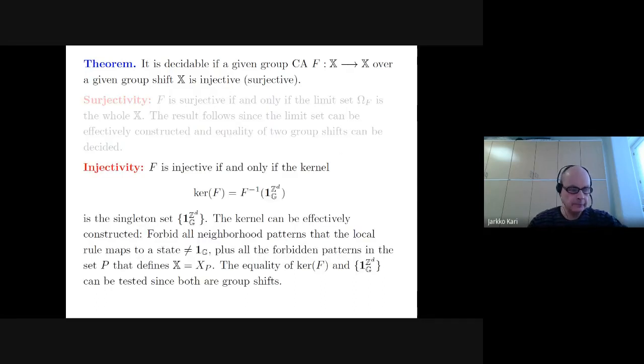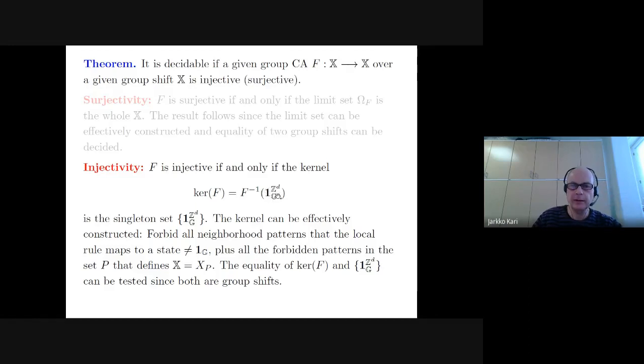For injectivity, the situation is almost as easy. Of course, because we have a group homomorphism, for injectivity it's enough to test that the unit element of the group has only one pre-image. This is called the kernel of a homomorphism: the set of elements that are mapped by F into the element 1, the identity element of the group.